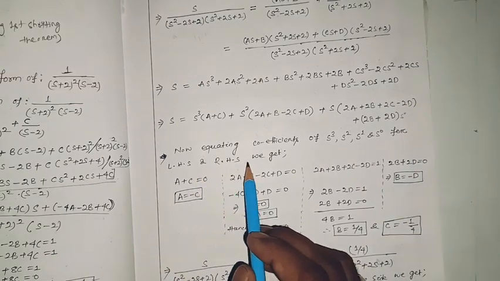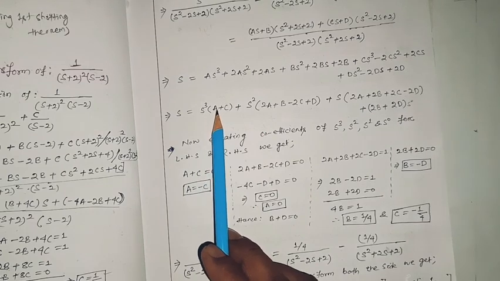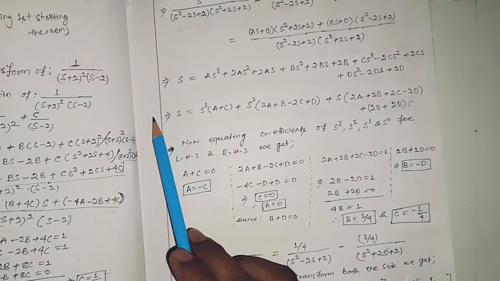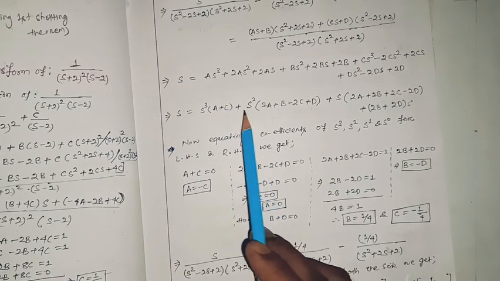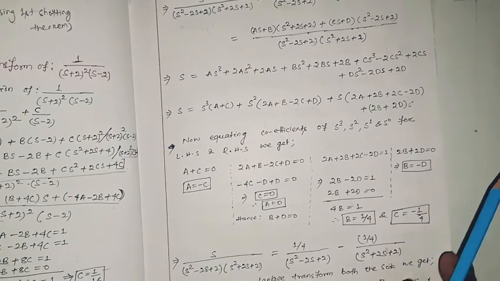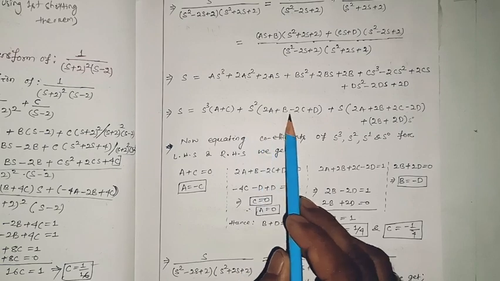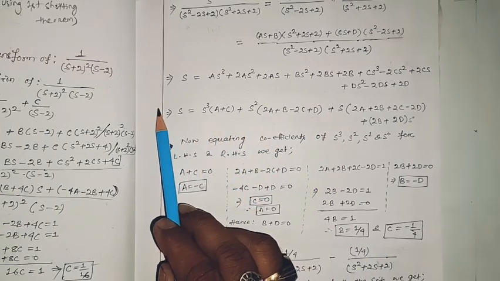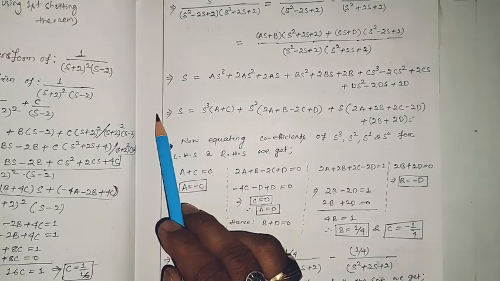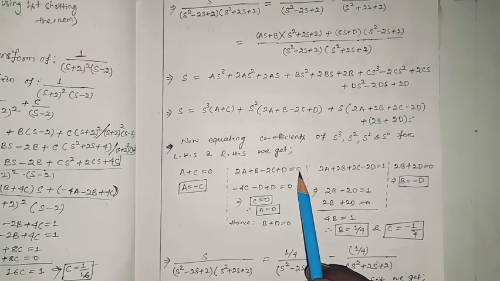For LHS and RHS we get: if I compare the coefficient of s³ with the RHS, in your LHS there is no s³ term. So a plus c will be equal to 0. That means a equals minus c, right? a equals minus c. Now compare the coefficient of s². There is no s² term in the LHS, so the coefficient will be 0. So 2a plus b minus 2c plus d will be equal to 0.